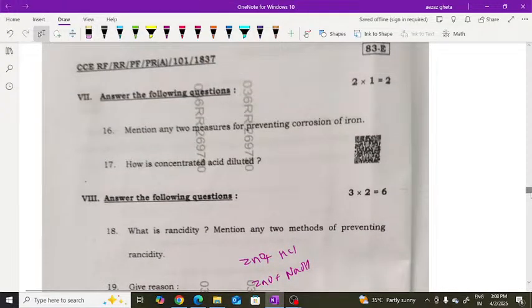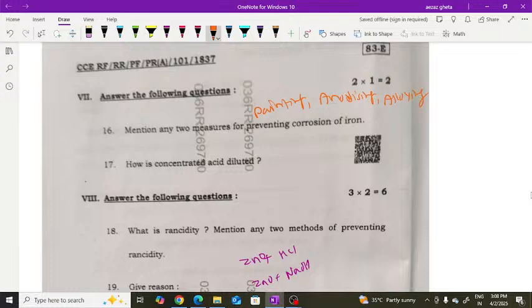Mention a measure of preventing corrosion of iron. You can go with painting, you can go with anodizing, and even alloying. Correct? Right?